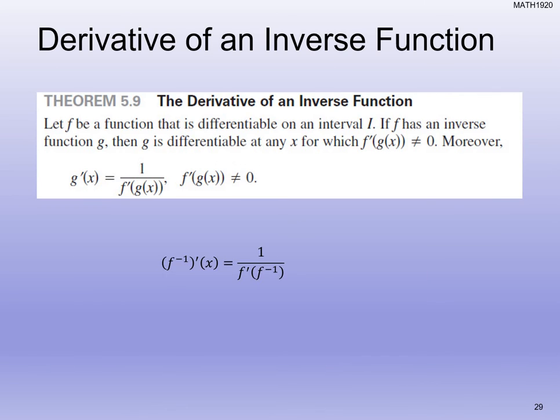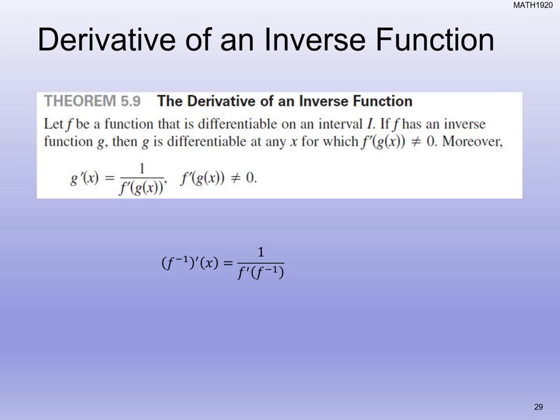Okay? So, Theorem 5.9 says let f be a function that's differentiable on an interval I. If f has an inverse function g, then g is differentiable at any x for which f prime of g of x is not equal to 0, right? We can't have division by 0 in this case. All right, so we can write the derivative of the inverse function.